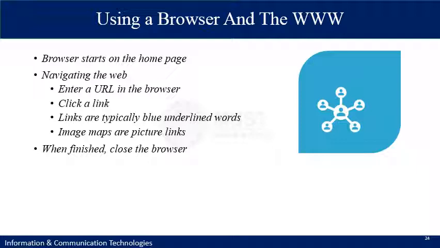To use the World Wide Web, you must have access to a browser, and browsers require you to navigate to the web. So you have to enter the URL into the browser, or if you are viewing a page, you have to click on a link to open another page. Links are typically blue underlined words, and there are images which also work as links to different pages.